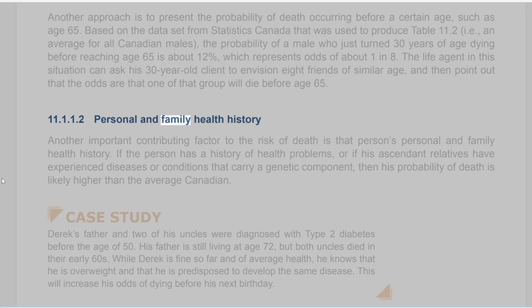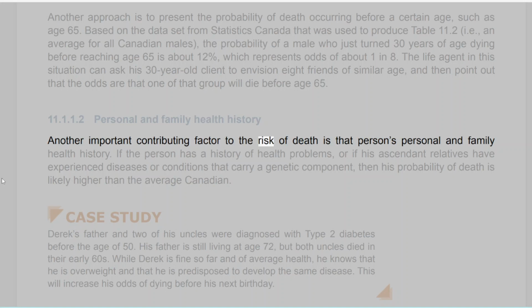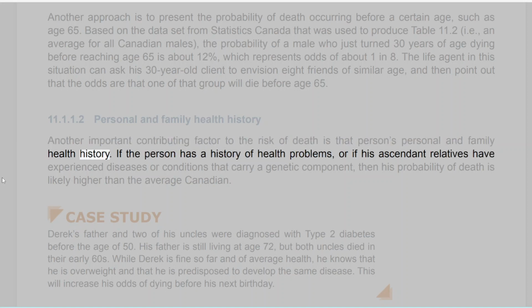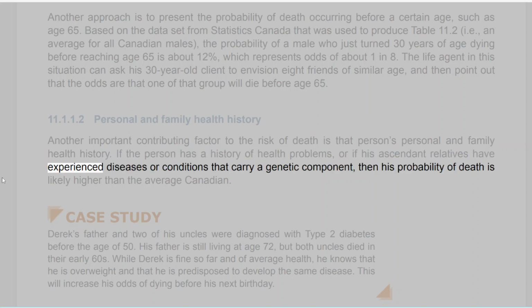11.1.1.2 Personal and family health history. Another important contributing factor to the risk of death is that person's personal and family health history. If the person has a history of health problems, or if his ascendant relatives have experienced diseases or conditions that carry a genetic component, then his probability of death is likely higher than the average Canadian.